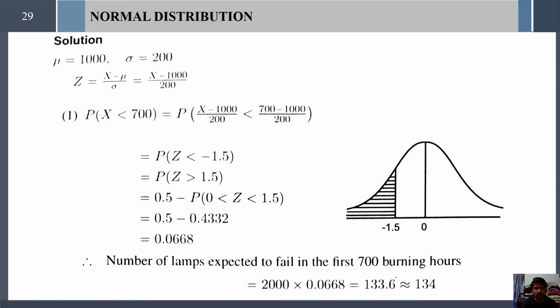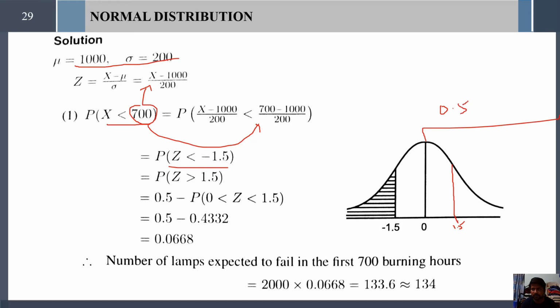Substitute the given mean mu equal to 1000 and sigma equal to 200 in the standard normal variate. The first question asks us to find x less than 700. Simply substitute x equal to 700 here. That is the probability of z less than minus 1.5, and this can be written as the probability of z greater than 1.5 because of symmetry. So this entire area is 0.5 minus the required probability of 0 less than z less than 1.5.